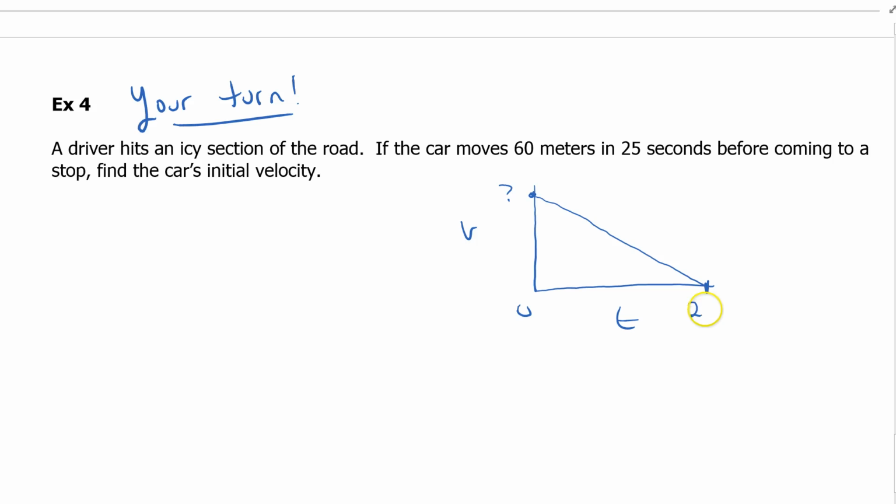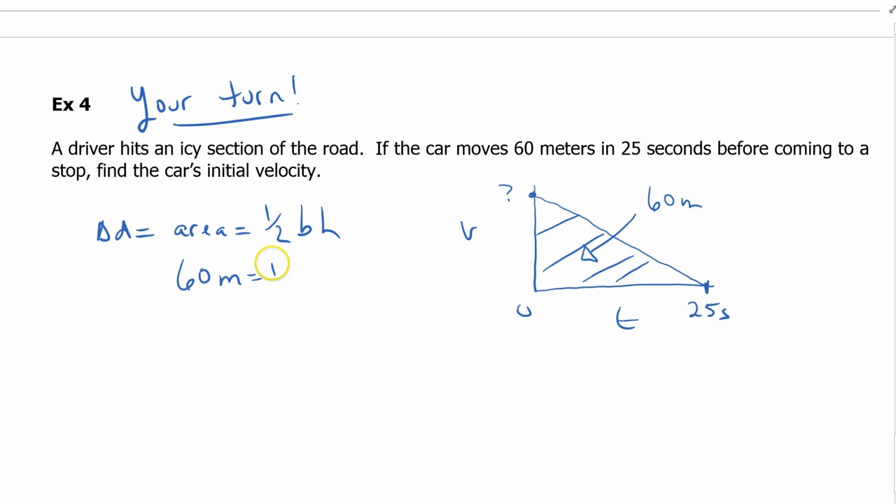We know that this is 25 seconds. And the other information that we know is that this piece in here is 60 meters. So this area is equal to 60 meters. So let's do that. We can say this area here, delta D, is equal to the area, which is equal to 1/2 times the base. 60 meters is equal to 1/2 times the base, which is 25 seconds, times the height, which is some unknown amount of meters per second. So maybe I'll get rid of this unit here. I'll just say 25 times the change in the velocity.